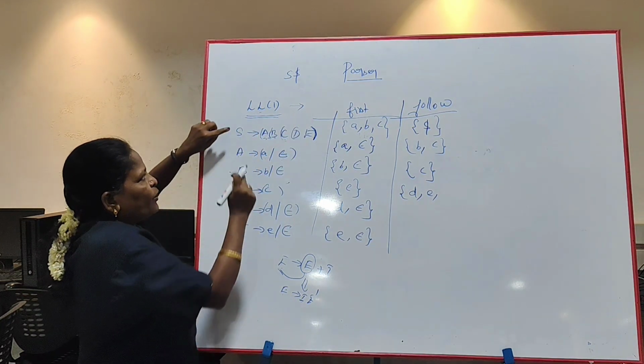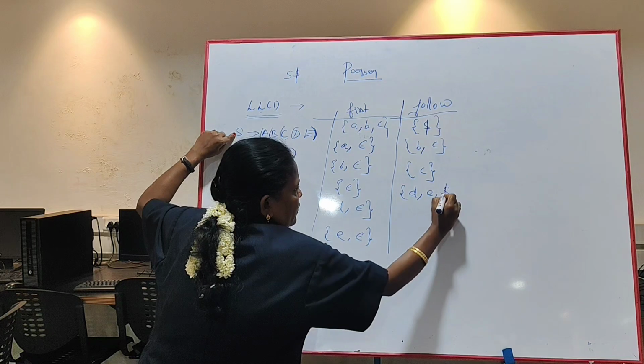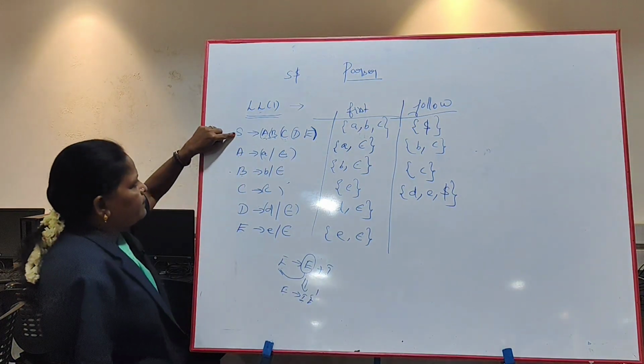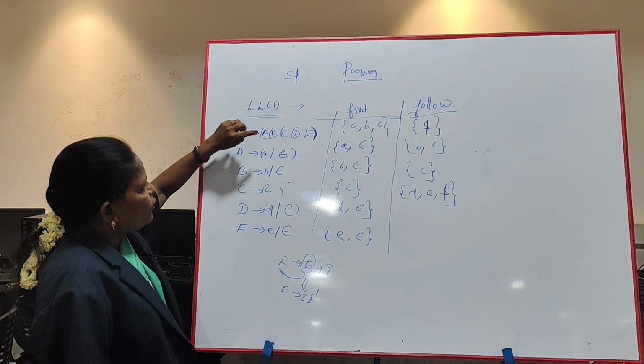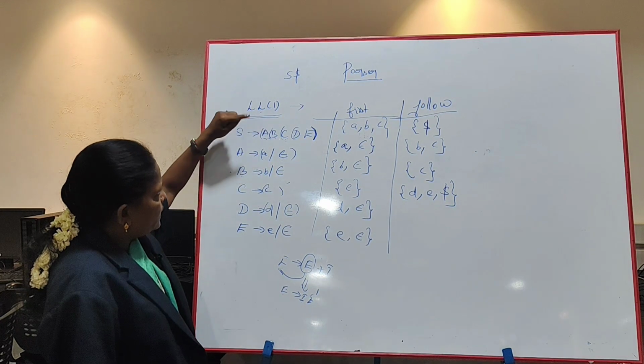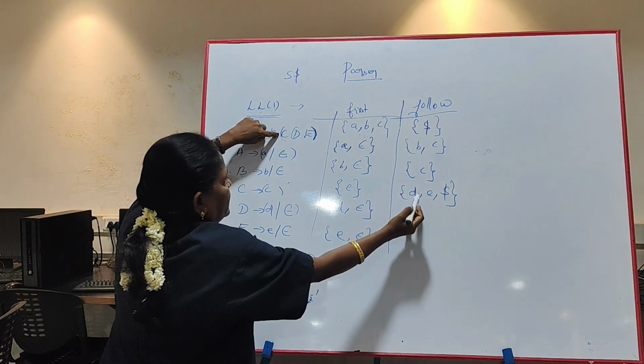Then you should find follow of S. Follow of S is nothing but what? We have $. You should write like this, right? Then C over D, followed by A over here S, here A, B, C.